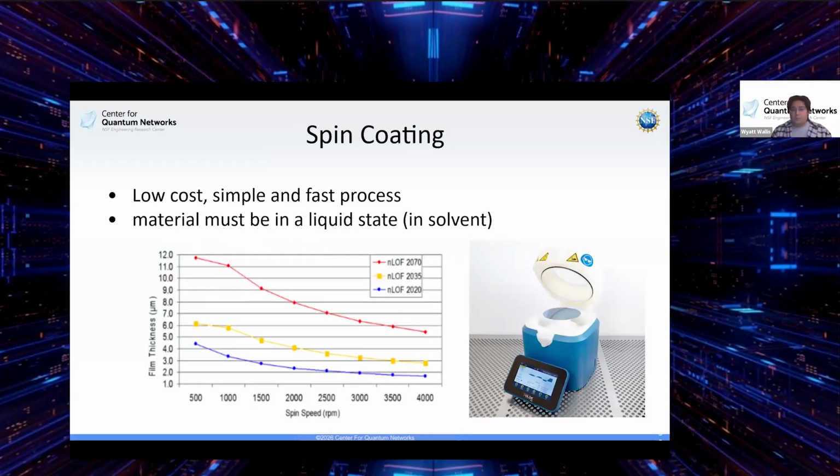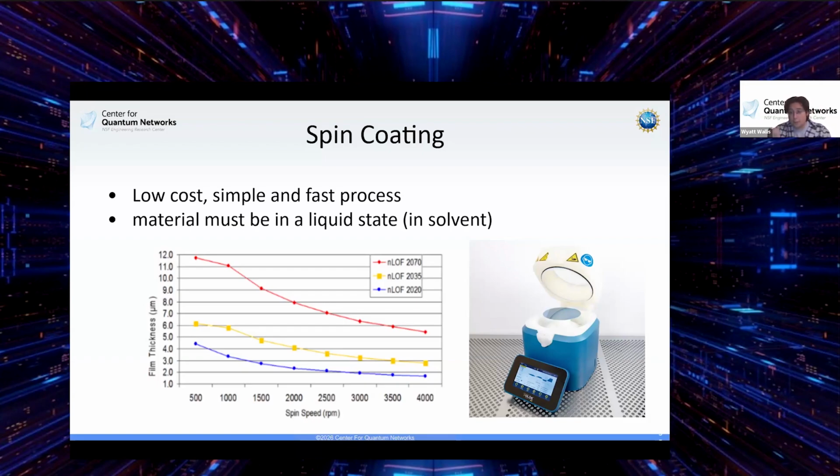So when it comes to spin coating, it's the lowest cost of all the ones we're going to talk about. It's pretty simple, and it's a pretty fast process too. The main thing though is that your material has to be in some sort of liquid state when you get it, liquid or a resin of some sort, where it's not too viscous and it's not solid. And so what I have there on the right is a picture of what a spin coater looks like. It's just a cylindrical box where they seem to have a 6-inch wafer already put in there.